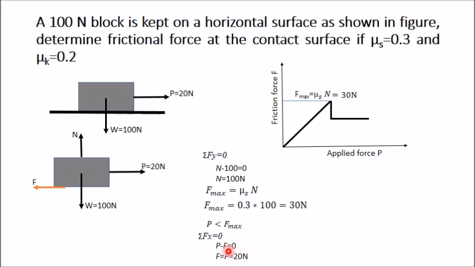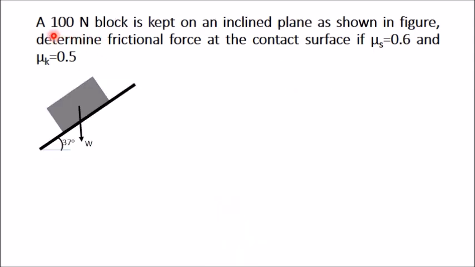Value of friction force in this particular case is equal to 20 Newton, which is equal to the applied force only. A 100 Newton block is kept on an inclined plane as shown in the figure. Determine the frictional force at the contact surface if μs is equal to 0.6 and μk is equal to 0.5.